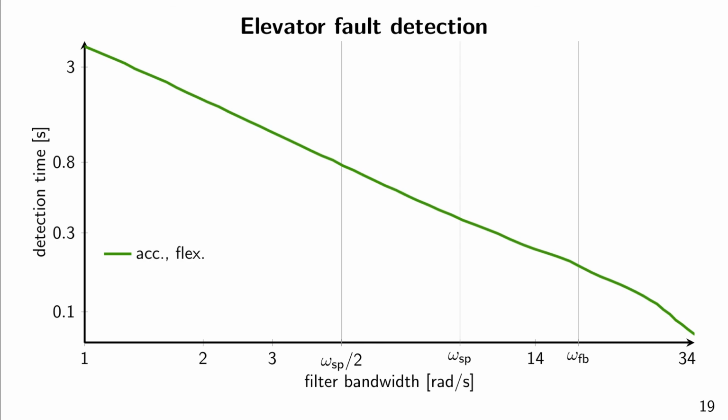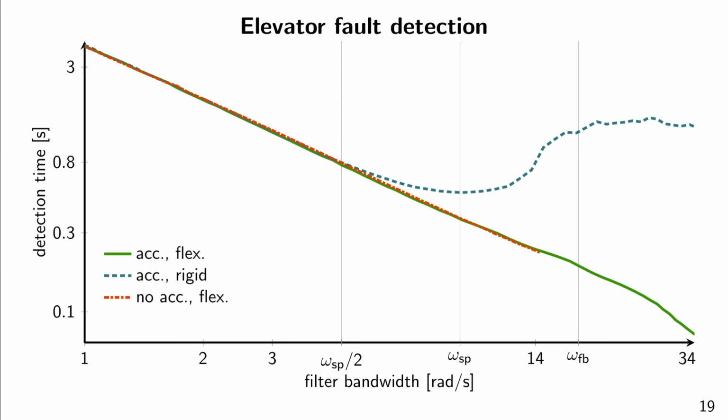This is the best attainable performance using all the sensor data and the flexible model. Naturally, the detection time decreases with the filter bandwidth. Just like with the smallest detectable fault, it is possible to recover the best performance with the rigid model when the acceleration measurements are used up to omega SB/2. Beyond this frequency, the two curves diverge sharply, however.